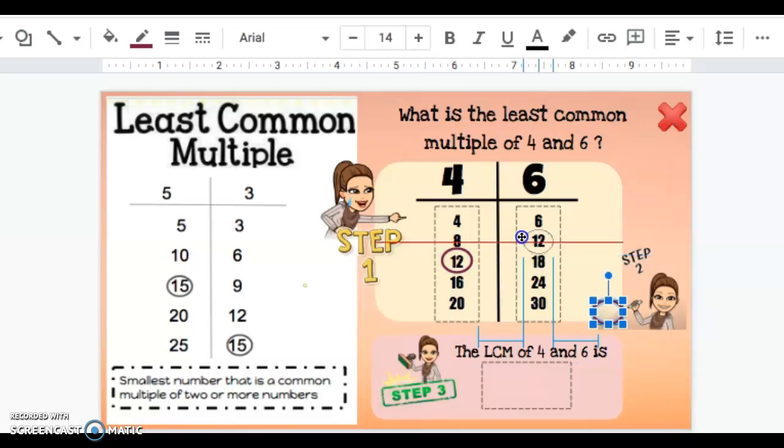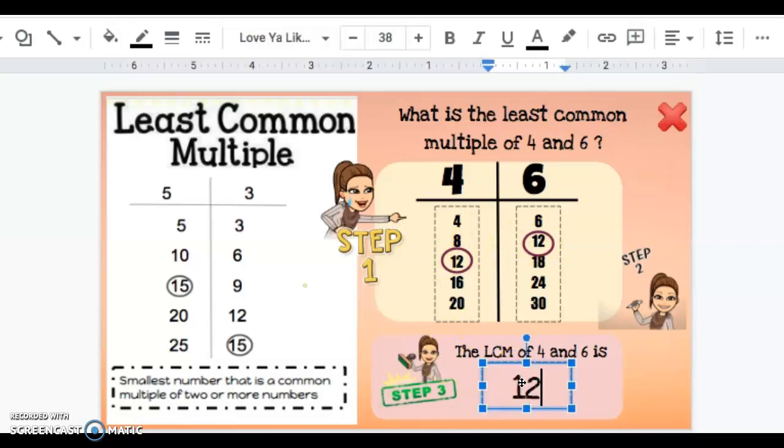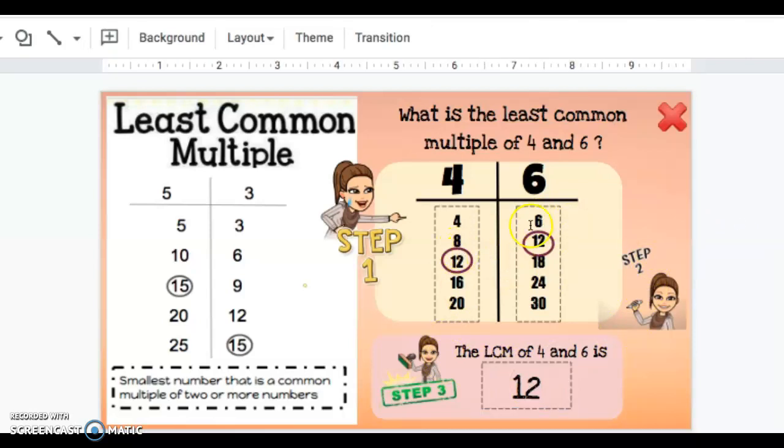Now when we start getting really good at listing our multiples, I could have stopped at 12 at 6 and been like, oh, 12's in common, stop, and then circle them, and then given my answer of the LCM of 4 and 6 and said 12. Now, if you notice that, stop, because you don't need to keep going once you've found a number that's in common. Okay? So that's how you find the least common multiple.